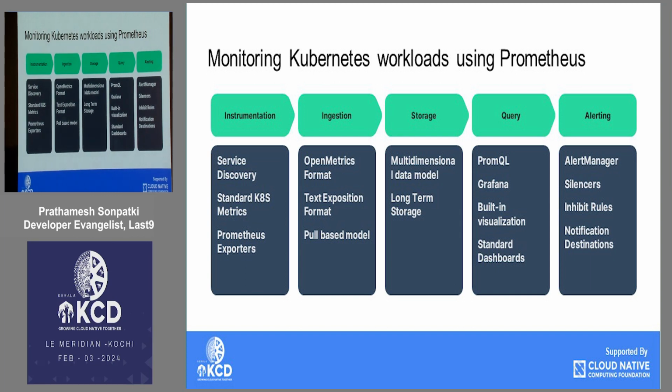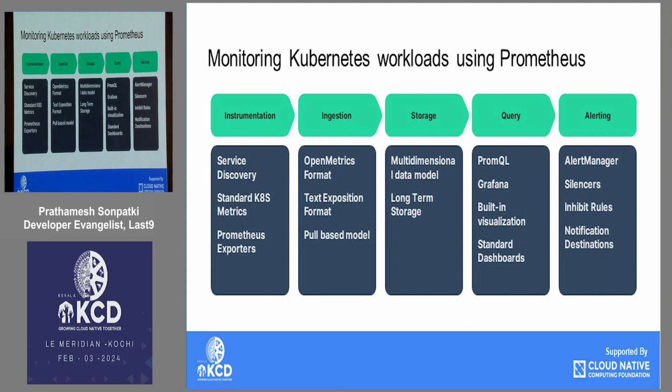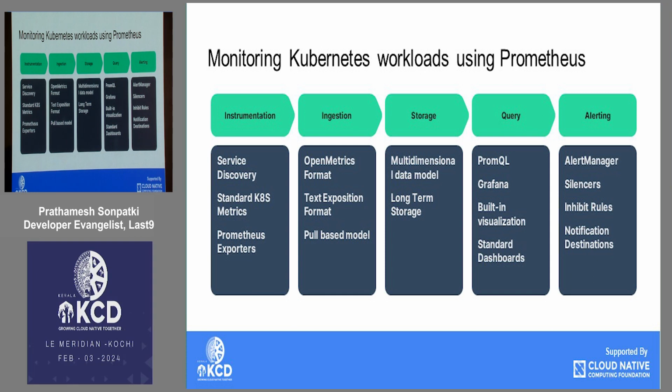Now, with Prometheus, again, we will look at our diagram. We started with instrumentation, ingestion, storage, query, and alerting. Let's look at it from the lens of now using Prometheus. So, on the instrumentation side, we have service discovery. We have standard K8s metrics that we talked about. We have exporters, which can basically give you metrics from non-standard components as well.